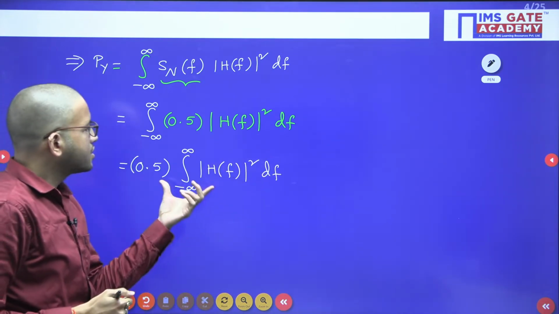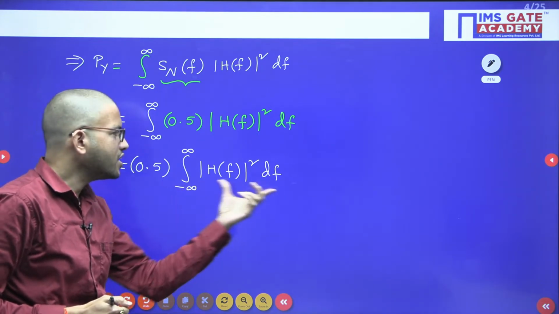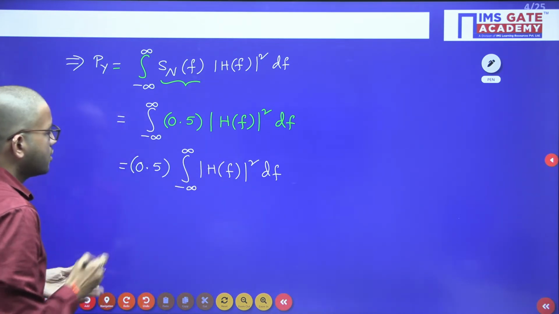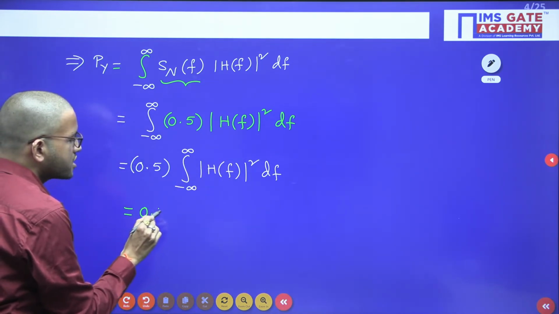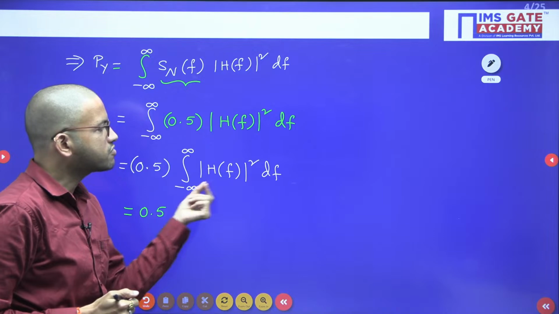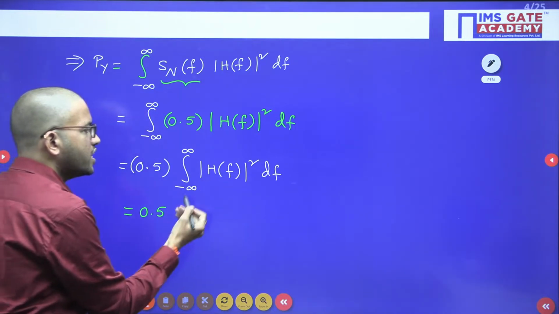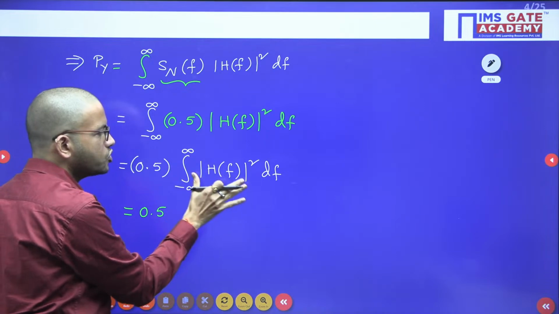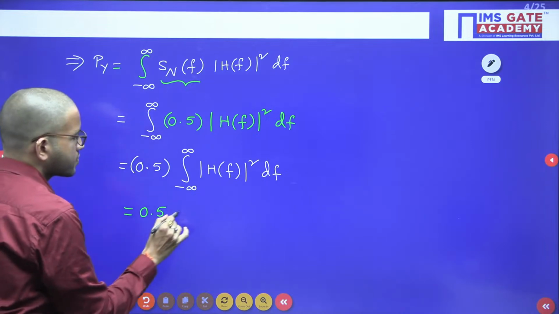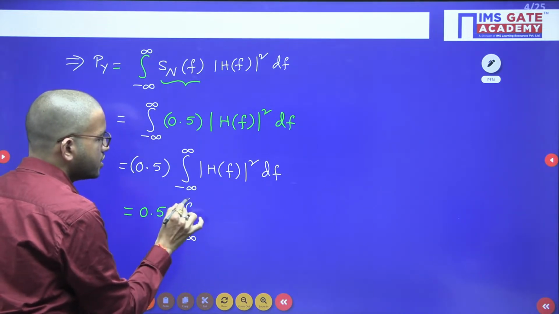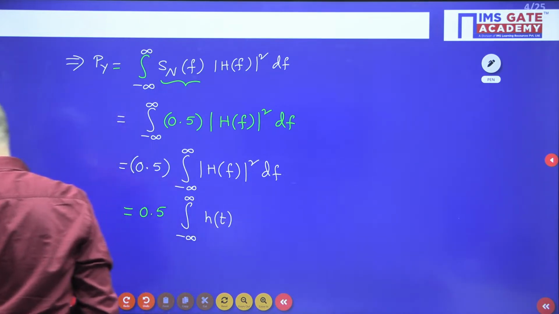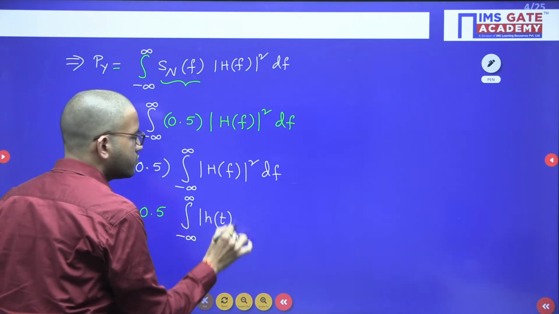Now this equation is in terms of the frequency domain, right? So we can convert this equation into the time domain. We can write it like this by using Parseval's relation. I hope all of you know, when you studied Fourier transform properties, you studied Parseval's relation. So whenever you have the integral from minus infinity to infinity of magnitude of H of f whole square df, we can write it in the time domain as the integral from minus infinity to infinity of magnitude of h of t whole square dt.